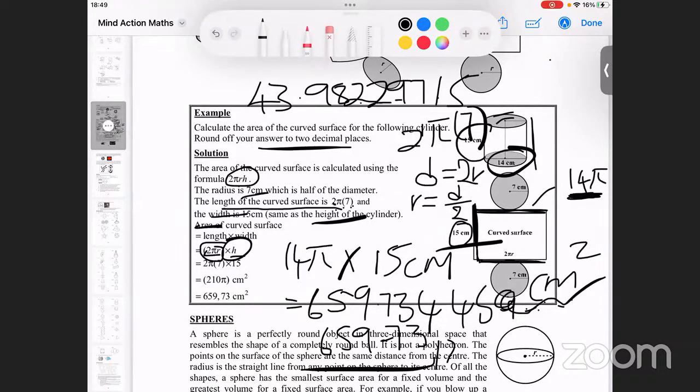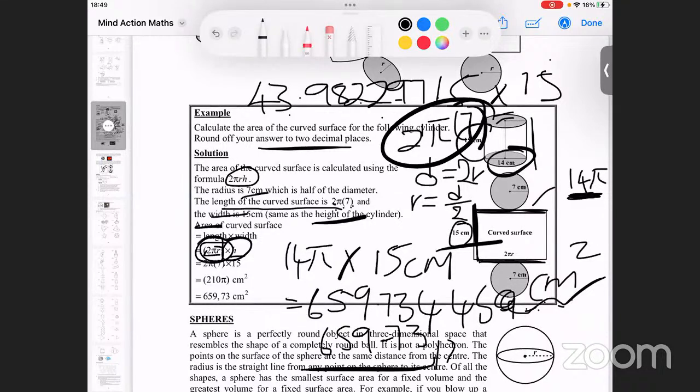So if you don't want to say 14 pi, because we calculated it, which is this one, you can just say 43.98229715 multiplied by 15, which is the height. And how much are you getting? Type everything, all the numbers there. Let's see. I get 659.7344573.